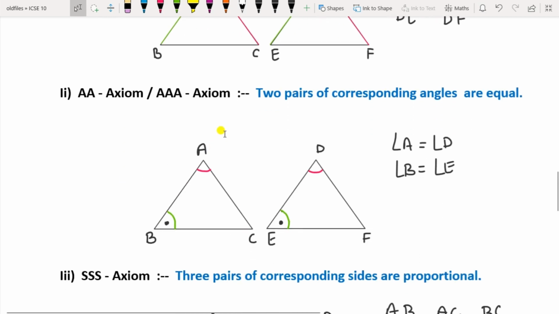Two pairs of corresponding angles are equal. That is, angle A is equal to angle D and angle B is equal to angle E. If two angles are equal, then automatically the third angle is also equal. So you can write either AA or AAA, but mainly we use AA, as if two angles are equal, then automatically the third angle is also equal. So this is the second axiom.